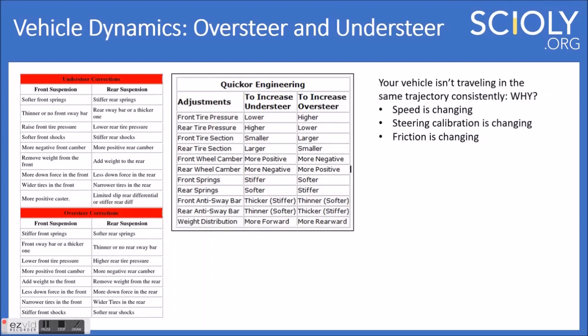Steering calibration could also be changing. Of course, that's a reason why the trajectory might not be consistent if there's a problem with your steering system and it's not rigid enough.